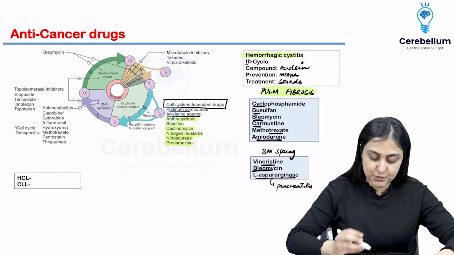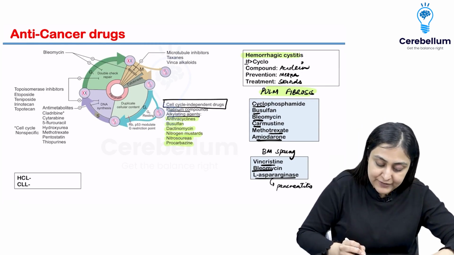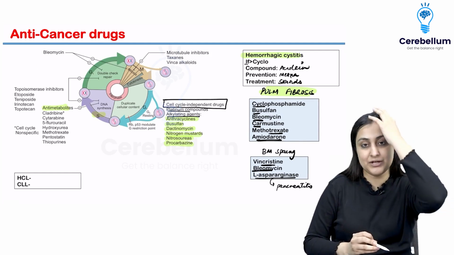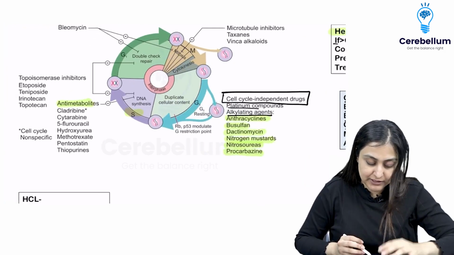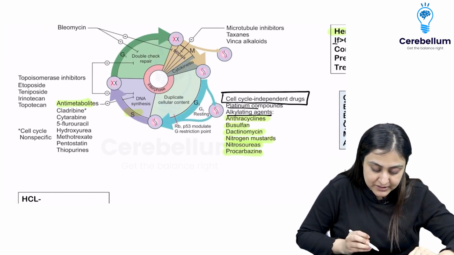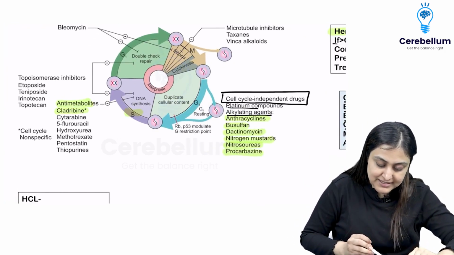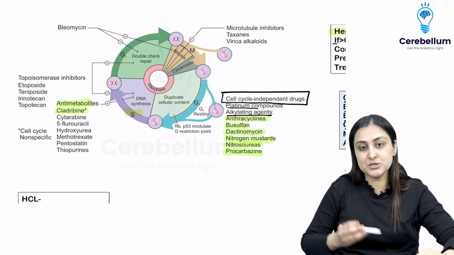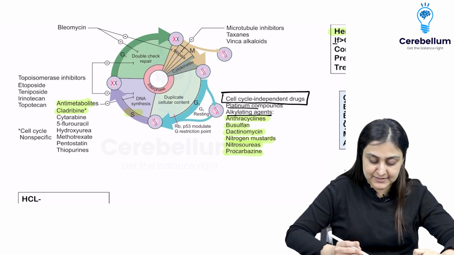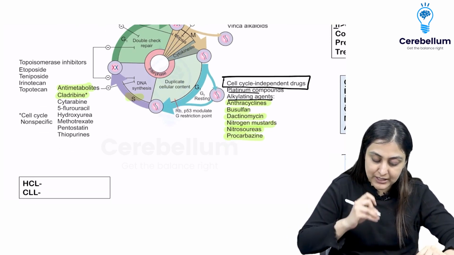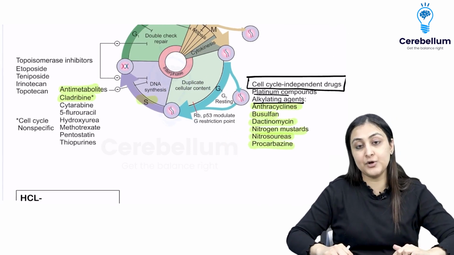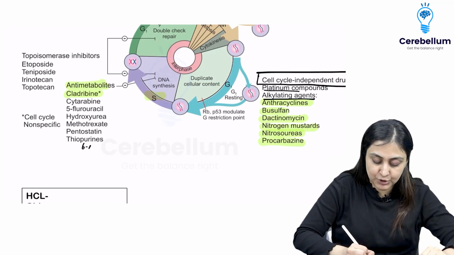Now, the drugs which are going to act on the S phase are your antimetabolites. Okay, so antimetabolites are going to act on the synthesis phase. So here what you have is cladribine, cytarabine. Cladribine is an exception wherein it is cell cycle non-specific, but the others are all going to act on S. So you have cytarabine, 5-FU, hydroxyurea, methotrexate, pentostatin, and thiopurines, including 6-mercaptopurine.